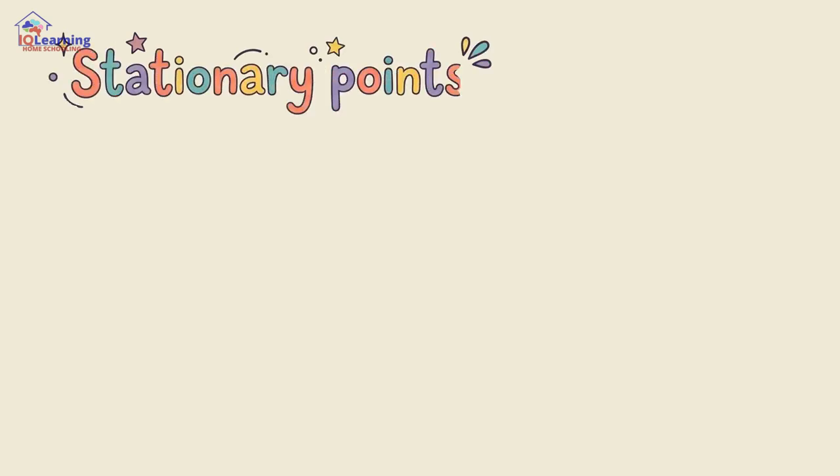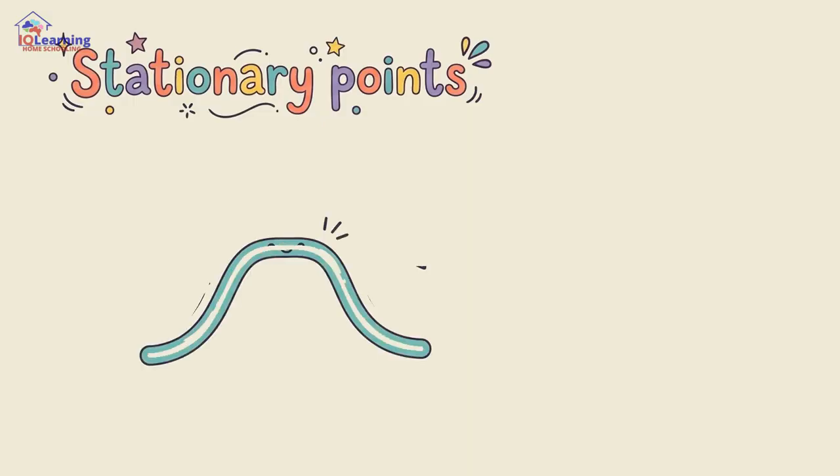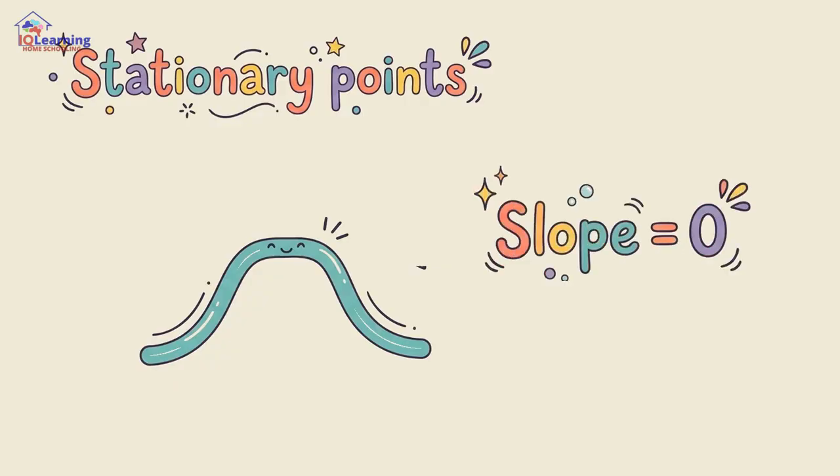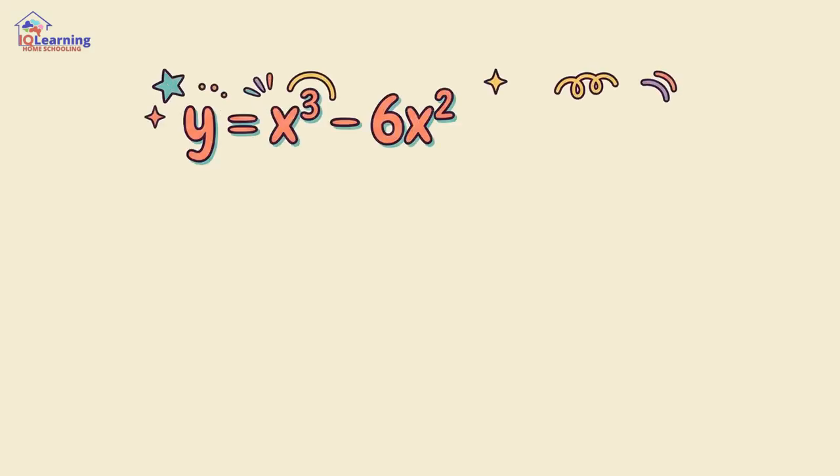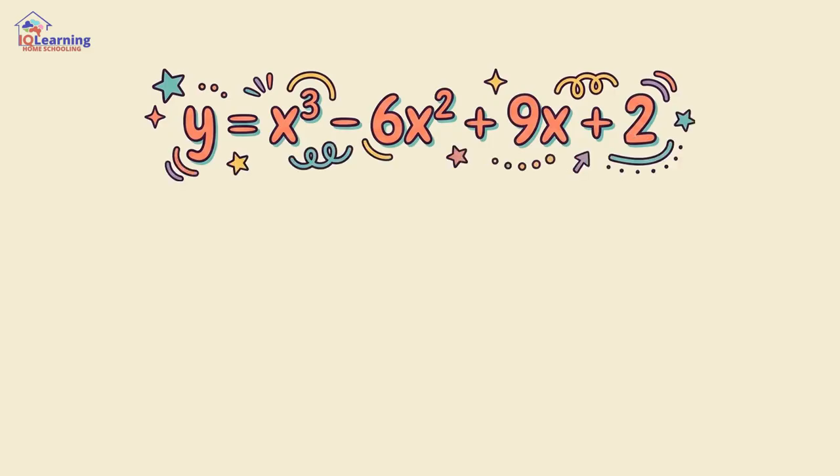Stationary points are places where a curve briefly becomes flat. Imagine a graph rising up a hill, flattening at the top, then falling back down. At that flat moment, the slope is zero. That's exactly what we're looking for. We'll find the stationary points of y equals x cubed minus 6x squared plus 9x plus 2.